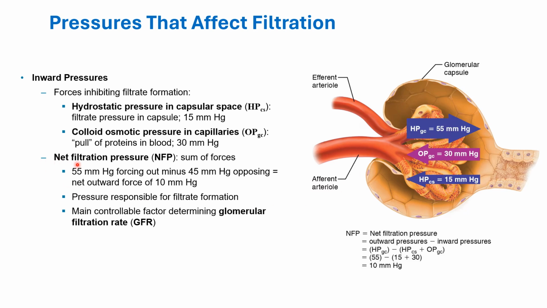And how do we calculate? We calculate it by the net filtration pressure. Net filtration pressure is the sum of all the forces. So 55 millimeters of mercury, which is forcing out, minus the 45 millimeters of mercury which is getting in. So 30 plus 15 is equal to 45. And when we subtract 45 from 55, we get 10 millimeters of mercury. And this is the pressure, 10 millimeters of mercury, which is responsible for the filtrate formation.